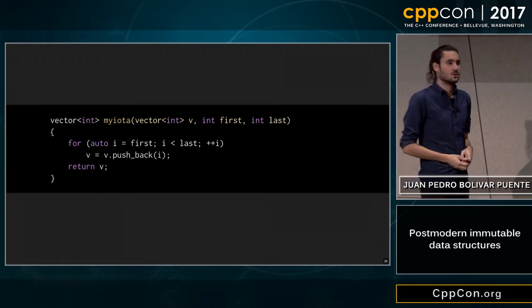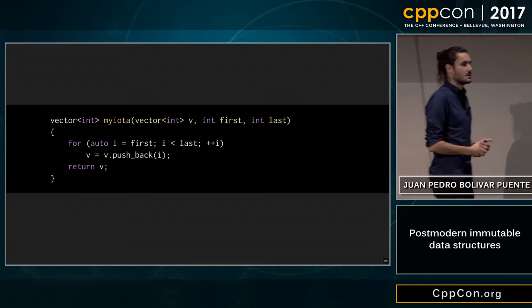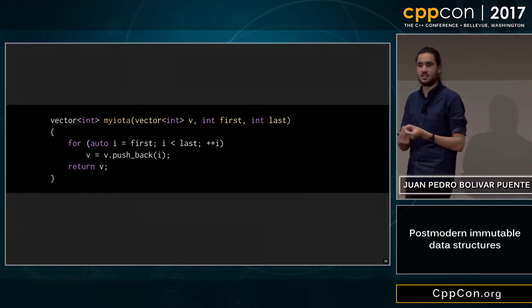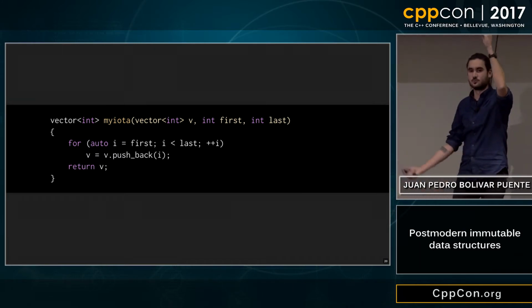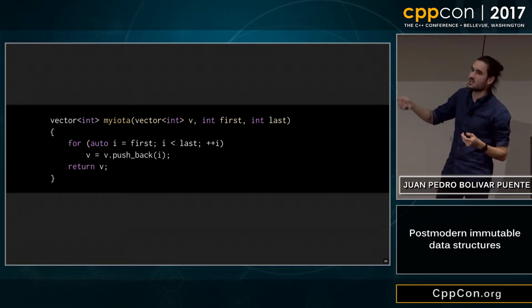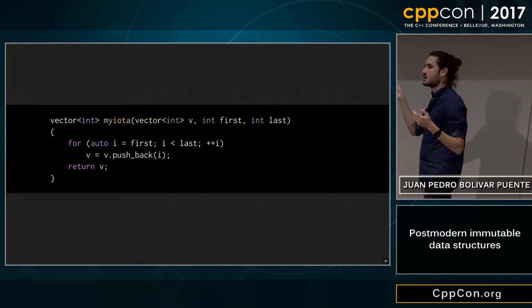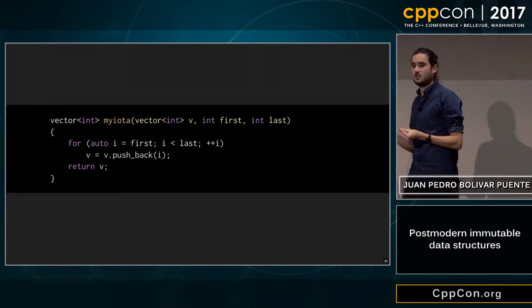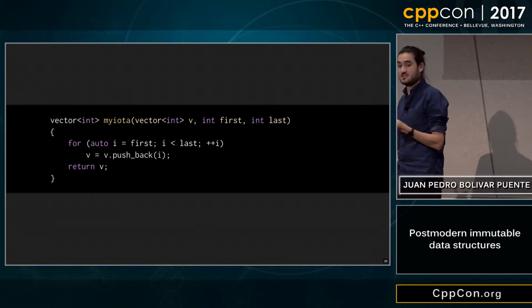Exactly. So the answer is there are unnecessary copies. We saw that when we update the data structure, we need to update a path down to the root. So in this push back operation, in the loop, we're going to be creating new nodes that the next iteration of the loop is very probably going to just discard.